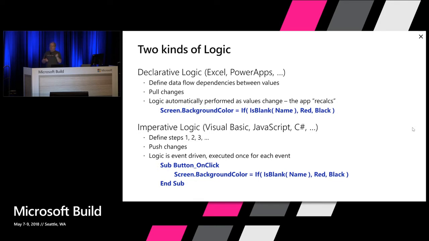There's never a time in Excel where something over here is going to change something over there. Instead, it's always a pull model. And that's exactly the way Power Apps is. Imperative logic is more like Visual Basic, C#, every other programming language you normally interact with.